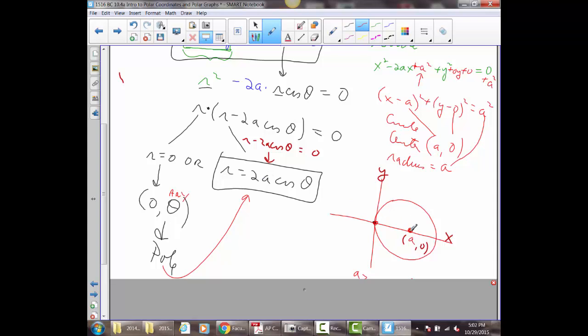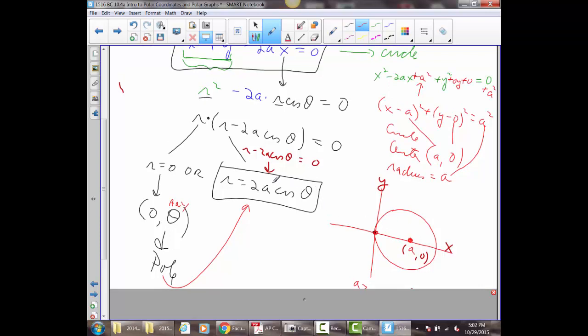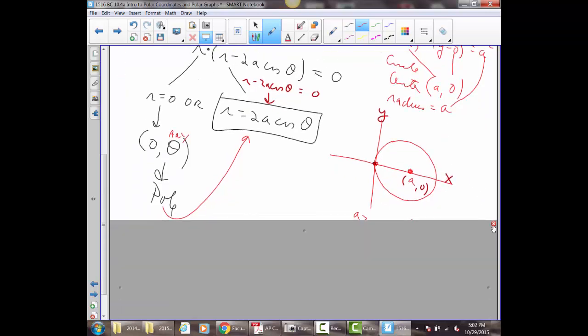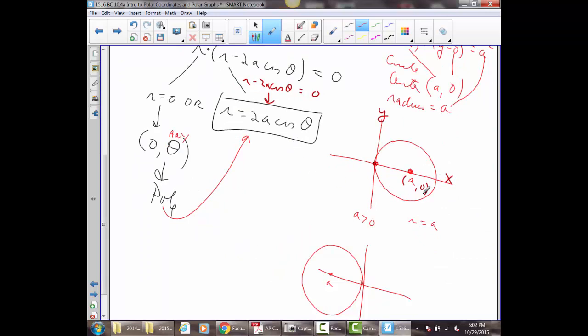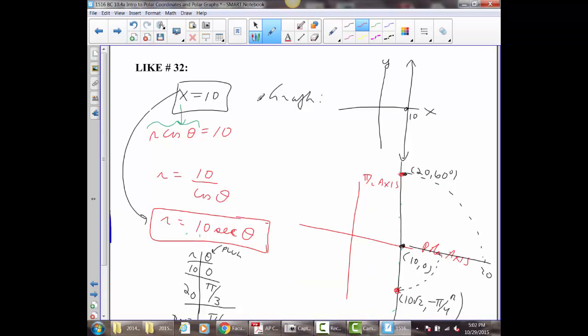Now, one thing you'll notice is that the intercept, if we look at it in xy, the x-intercept will end up being at half of whatever this 2a is. So the x-intercept will be a comma 0, the radius will be a, which makes it a circle tangent to the y-axis and symmetric with respect to the x-axis. And we will learn later on that cosine will always have that effect to be symmetric with respect to the horizontal axis.